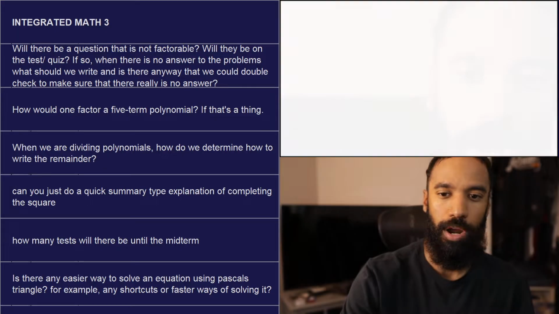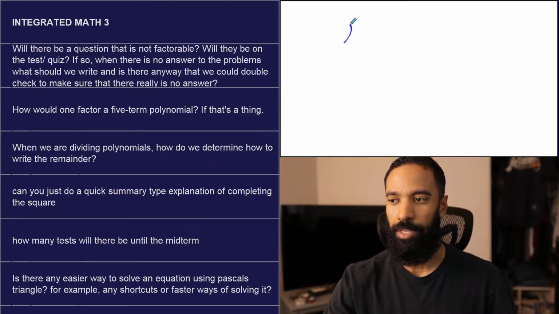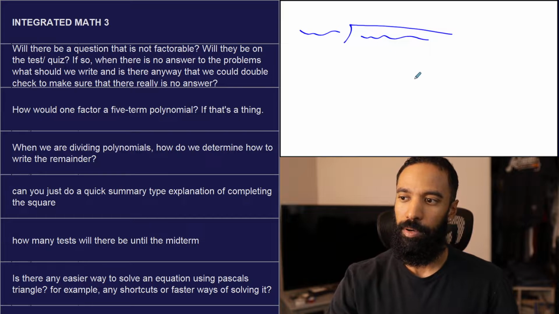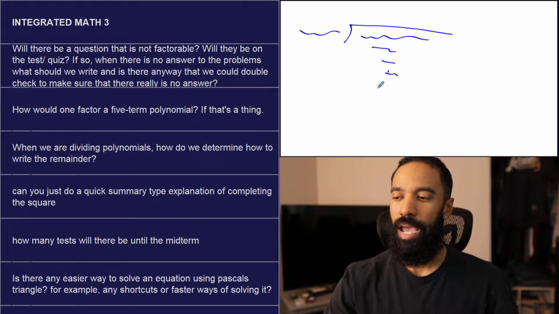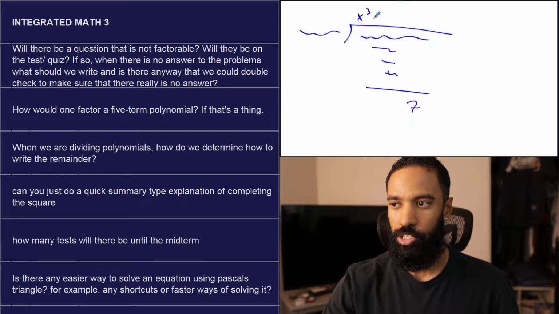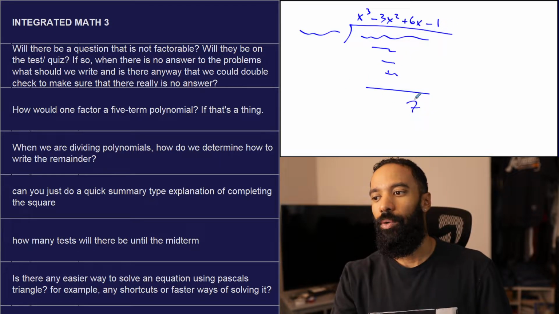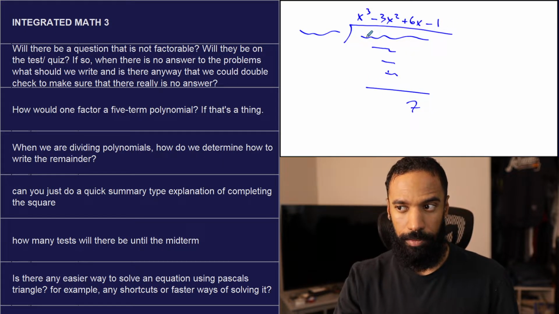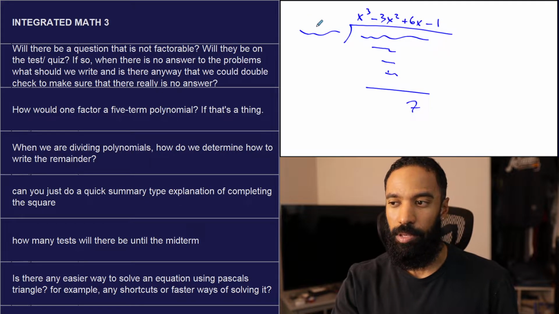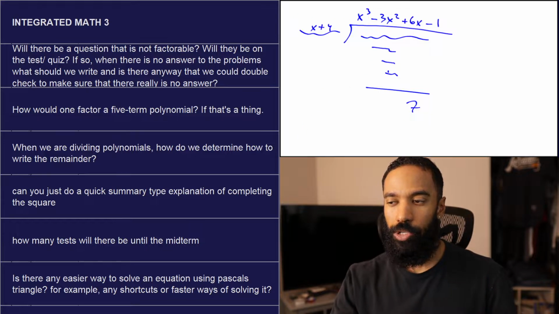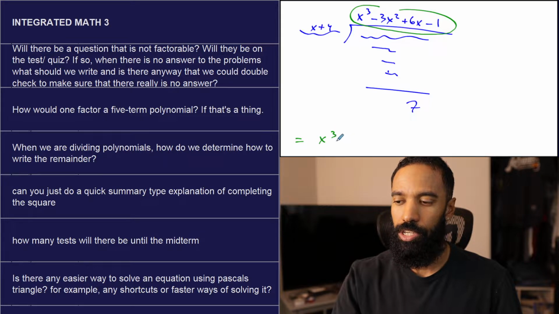Now, I don't actually have a division problem with myself right now, but let's say we did divide something, and then you get a remainder of 7. And let's say your equation was x cubed minus 3x squared plus 6x minus 1, like that. And your remainder was 7. Here's how you write it. Oh, by the way, it has to divide by something. Let's say we divided by x plus 4. So this quotient ends up being x cubed minus 3x squared plus 6x plus 1.